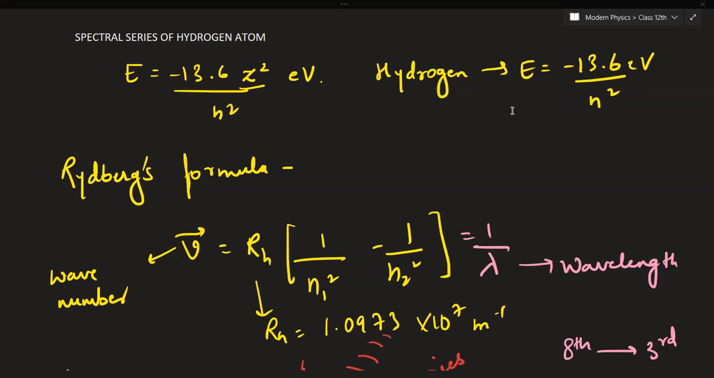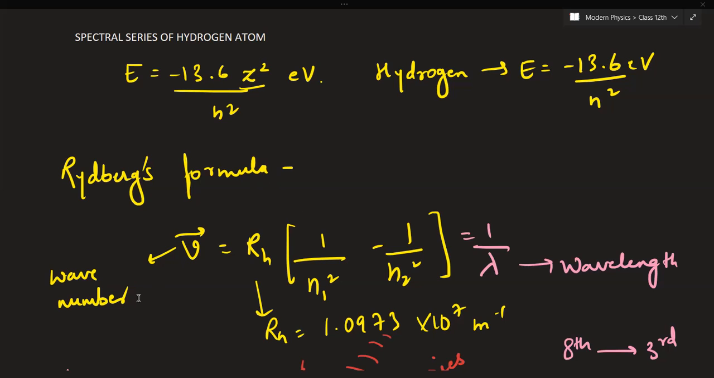For joules, you have to convert this by multiplying it by 1.6 into 10 to the power minus 19. So this is the total energy of it. Now, Rydberg's formula is a formula. There is no derivation for Rydberg's formula. You just have to remember and learn this as it is.